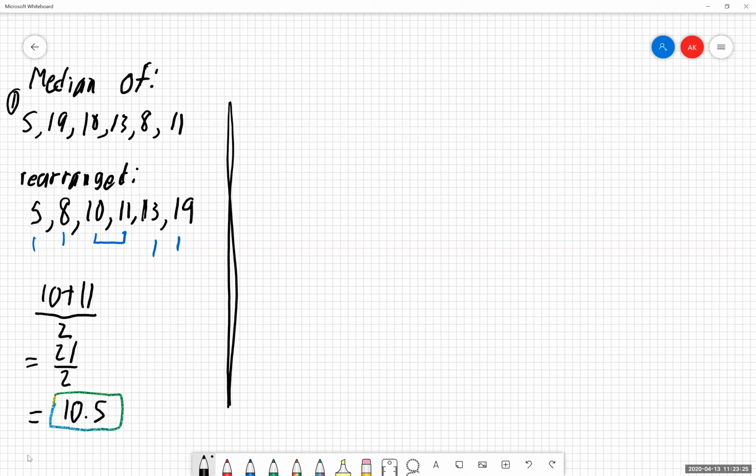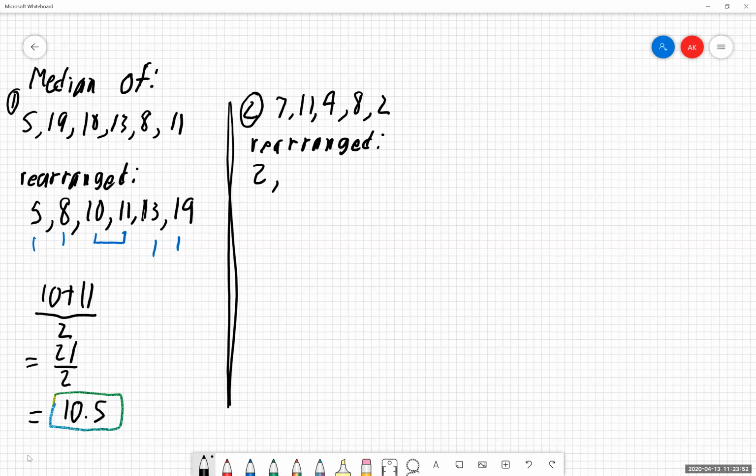Take a look at our second example. Again, just referencing the numbers from that other page, or from our notes, I should say. So we have 7, 11, 4, 8, and 2. Okay. And again, first things first, we've got to rearrange this thing. And lowest to largest, so we've got 2, 4, 7, 8, and 11.